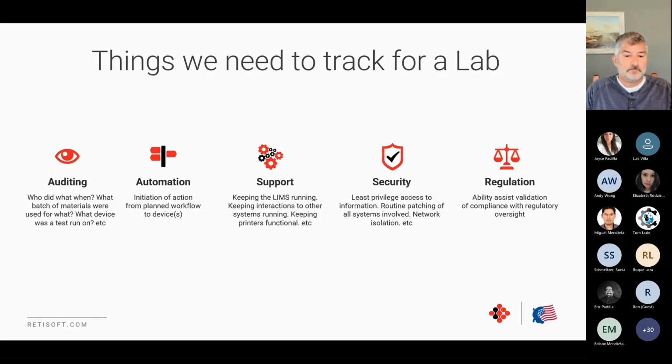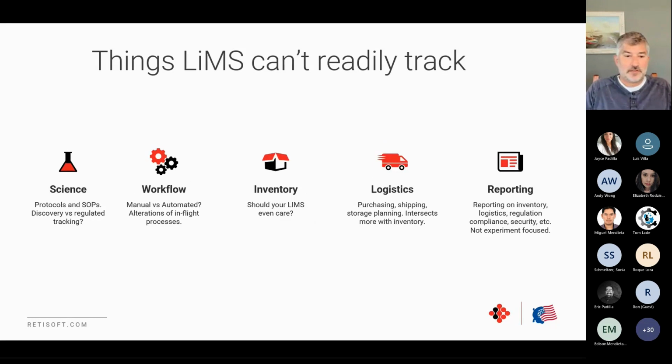So what about some stuff that LIMS has a hard time with? So LIMS historically designed to track the experiment. That was its original purpose, and manually track that experiment. But now, as we discussed, there's many logistical factors that go on with that we need some insights to ensure we can have an effective and efficient lab.